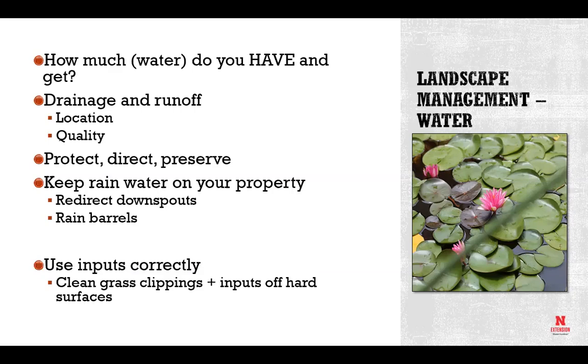Especially now, we're getting high intensity, and I mean, our storms are becoming more violent. So a lot more of it, a lot faster. And that's what really causes issues in the landscape. And it's the drainage and the runoff, the location, the quality of that water. This is where things like rain gardens and bioswales and choosing the right plants are really, really essential. So we protect, we direct, we preserve.